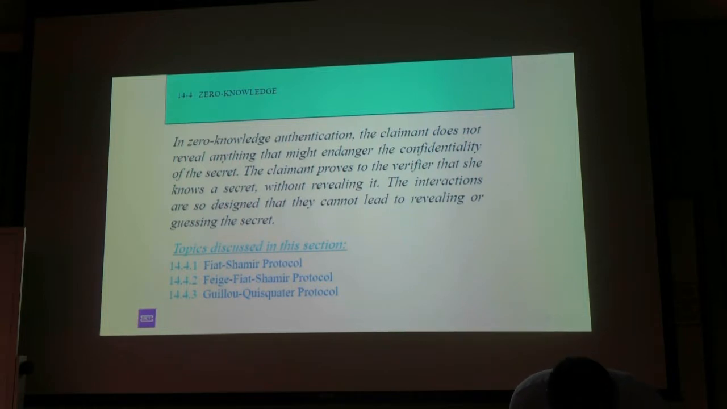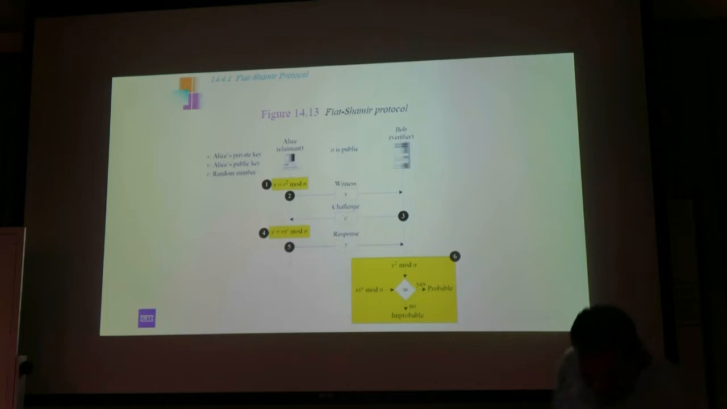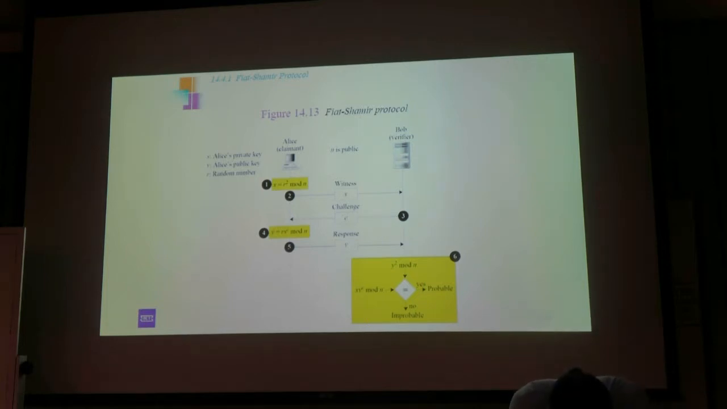Okay, so three techniques, let's go over them quickly. Zero knowledge. Basically in zero knowledge authentication, the claimant proves that she knows a secret without revealing it. That's the key. You know a secret, but you don't reveal it.